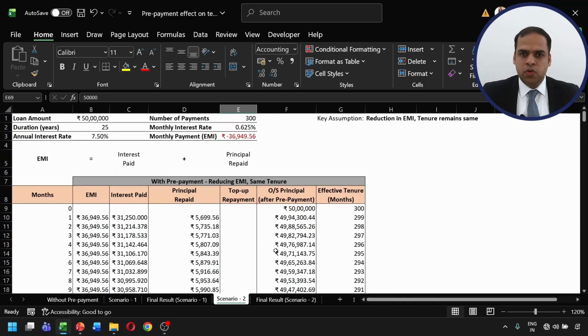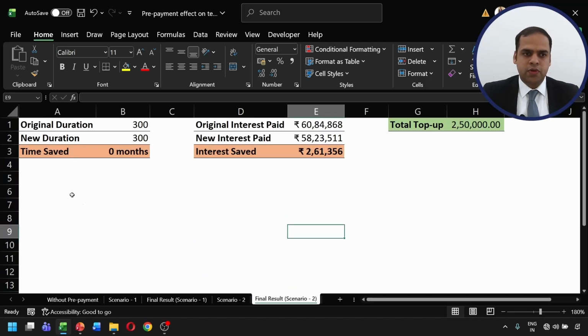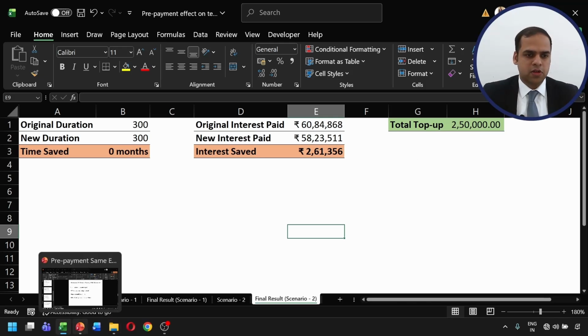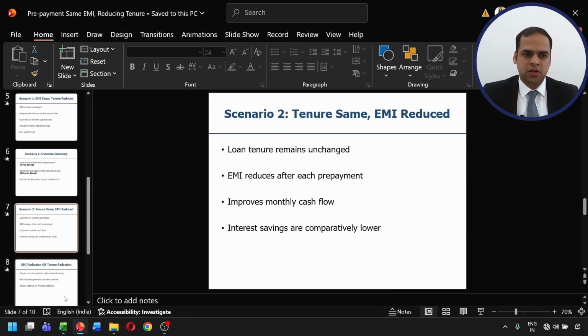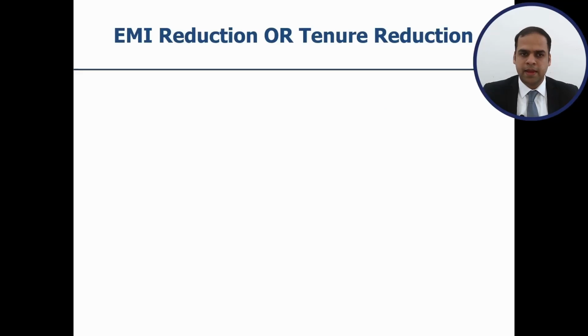So if we go to the final result of scenario 2, the original duration was 300 months. The new duration remains the same, so the time saved is 0 months. Original interest was close to 61 lakh, and the new interest paid is 58 lakh. Interest saved is 2.61 lakh. Total top up we have made is 2.5 lakh. So I go back to my presentation and I conclude this video.